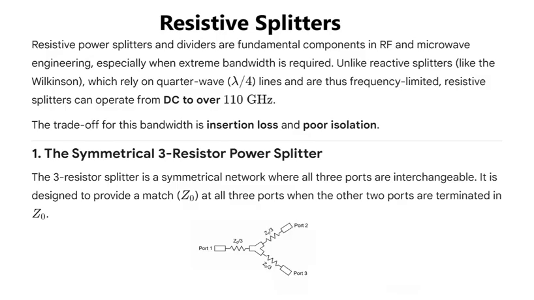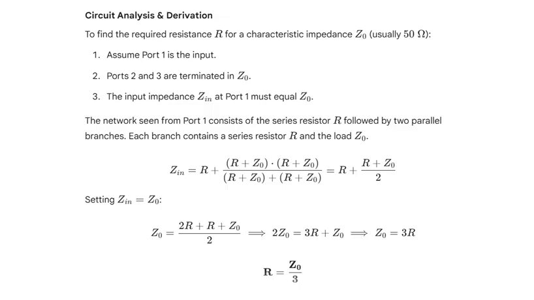1. The symmetrical 3-resistor power splitter. The 3-resistor splitter is a symmetrical network where all 3 ports are interchangeable. It is designed to provide a match, Z0, at all 3 ports when the other 2 ports are terminated in Z0.